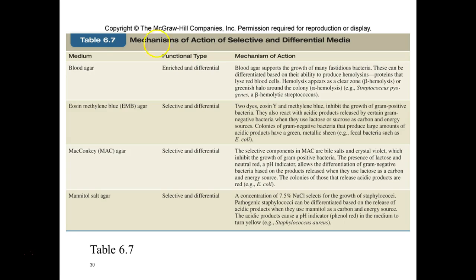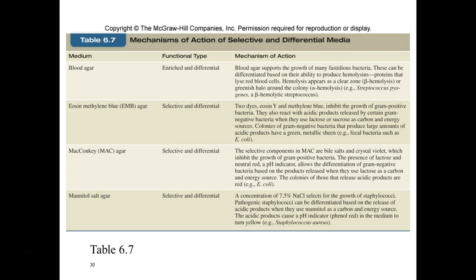All the rest of the medias, the McConkey and the two others that we're going to talk about, the eosin methylene blue and the mannitol salt, are all selective. So again, whenever we say selective, we're looking to see what is toxic in that media that's going to interfere with the growth of particular organisms. And then if it's differential, what are we asking? What question are we asking? Basically, what can they do, right?